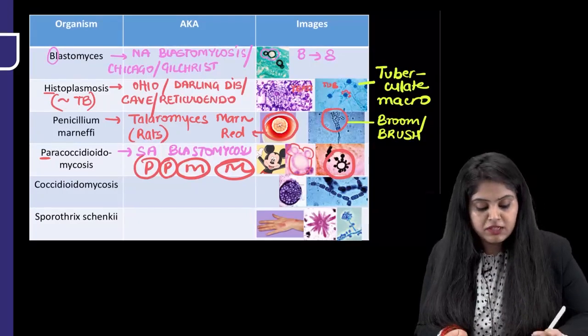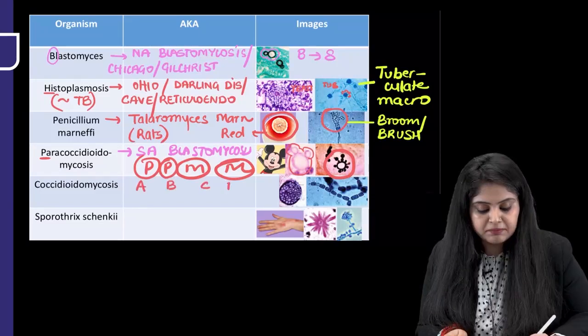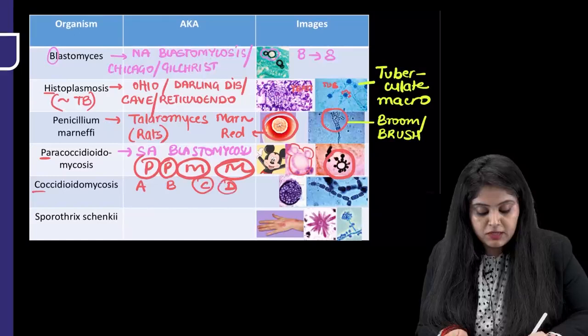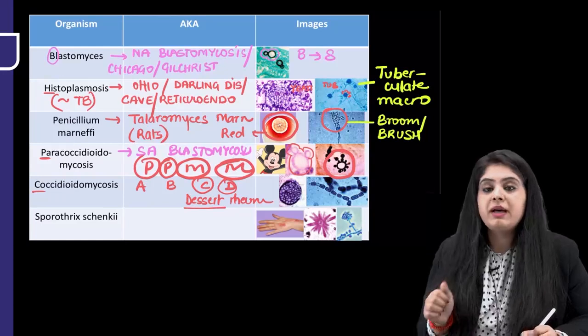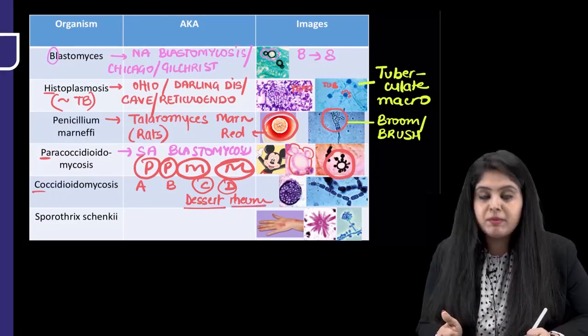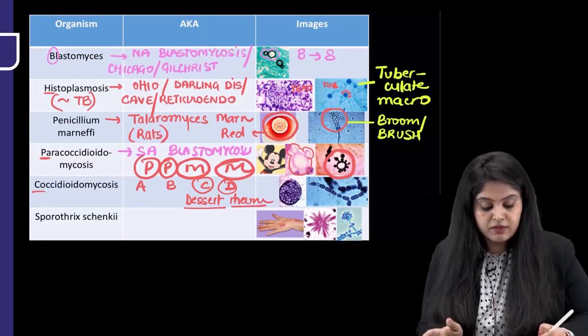Coming to the next, coccidioidomycosis, that had a very famous mnemonic, that is A, B, C, D. If you remember, C was for coccidioidomycosis, D was for the other name. It is also known as desert rheumatism. Desert will tell you some Arizona desert history will be given. Rheumatism will tell you some joint involvement will be given.